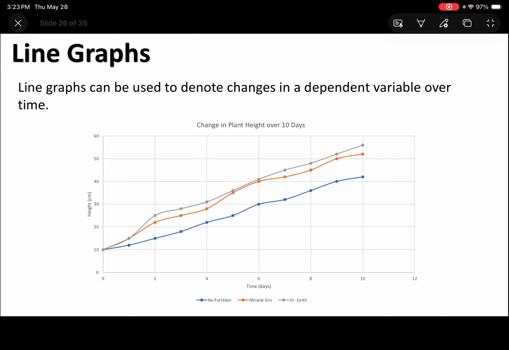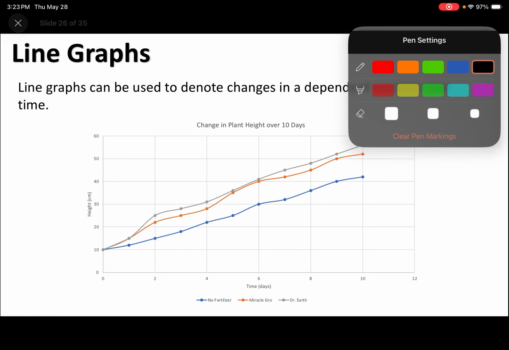The next type of graph is a line graph. Line graphs are used to denote changes in a dependent variable over time. So let's go back to our fertilizer example. Instead of looking at the plants at the 10 days, what if we measured their heights over the 10 days? And we could see how these changes are occurring over time.